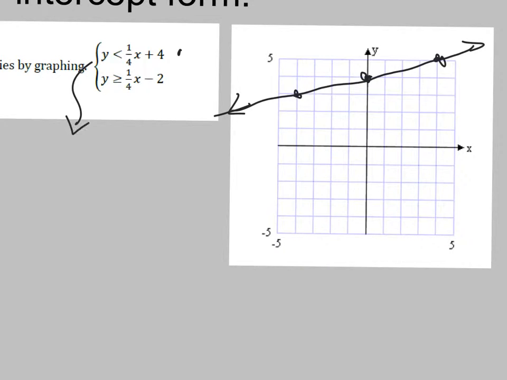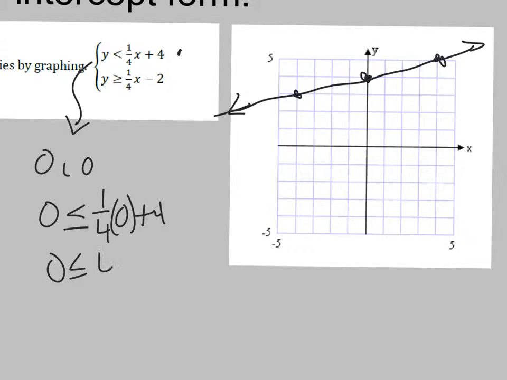Then if I test 0, 0: is 0 greater than 1/4 (0) plus 4? Is 0 less than or equal to 4? That's true, so I want to shade towards it.